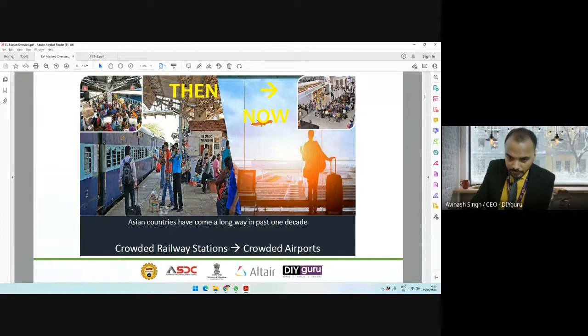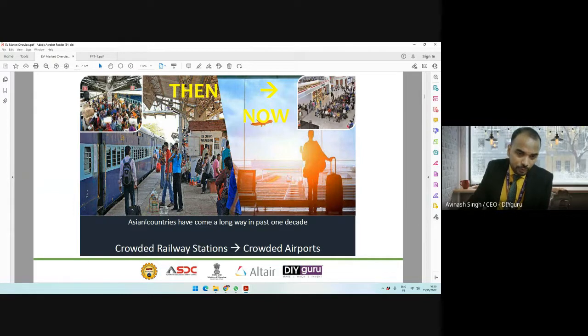In the last 10 years, this is 2022, I'm talking about 2012. Just imagine 2012. Most of the people used to prefer to travel by trains. Now this has changed. This whole crowd has now shifted to airports. Nowadays we see airports being as crowded as what we see in the railways, right?